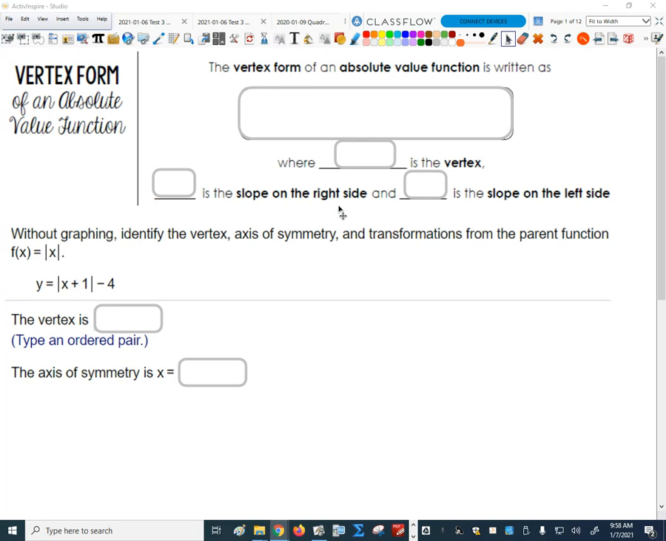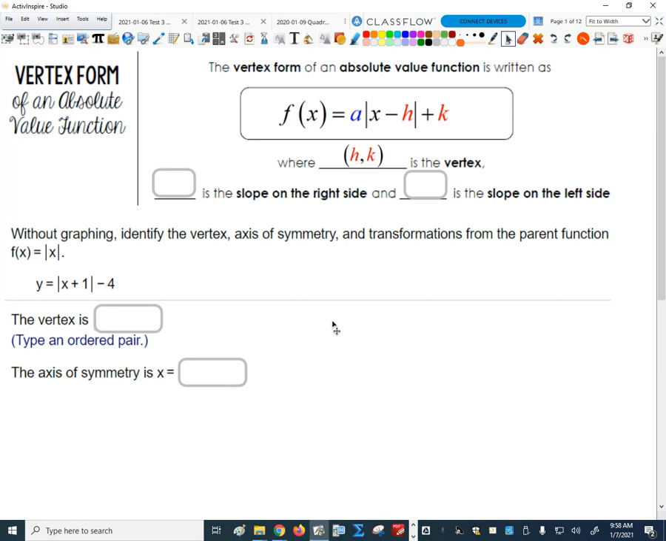Okay, so if we look at an absolute value function, this is our vertex form, right? And we call it vertex form because it shows us the coordinates of the vertex. The vertex is obviously at (h, k), right? h is the x coordinate, k is the y coordinate.